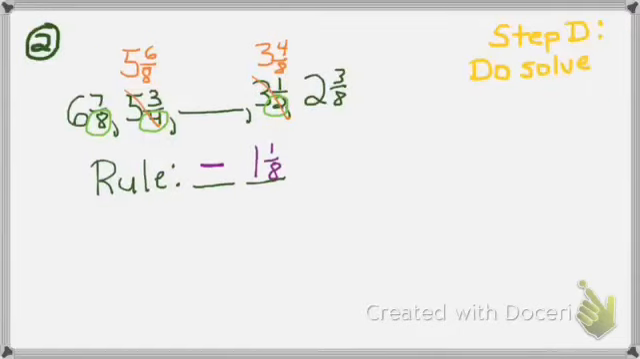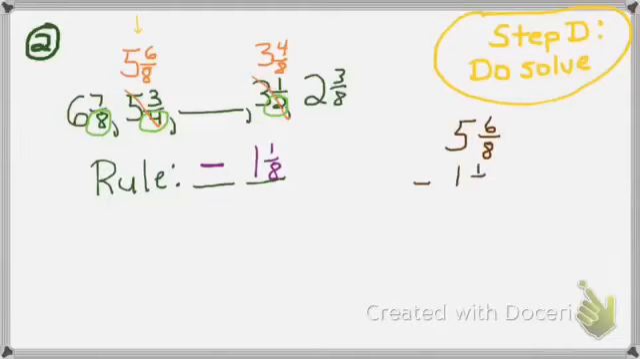So we're up to step D, and the D stands for do solve. Now's the time that we are going to solve our problem. How do we solve the problem? We find the number in front of the blank. In this case, it's 5 6/8. We'll write that down and apply the rule. 5 6/8. The rule is minus 1 1/8. Remember, line up my whole numbers and my fractions. Denominators are already common. They stay the same.